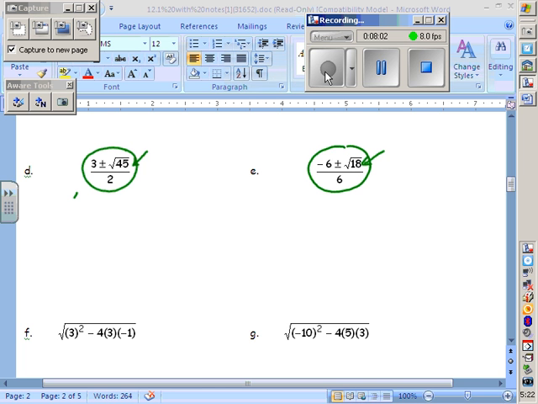So if you have a number underneath your radical that is not a perfect square, then once you get it down to the very basics of the problem, you can just leave it.